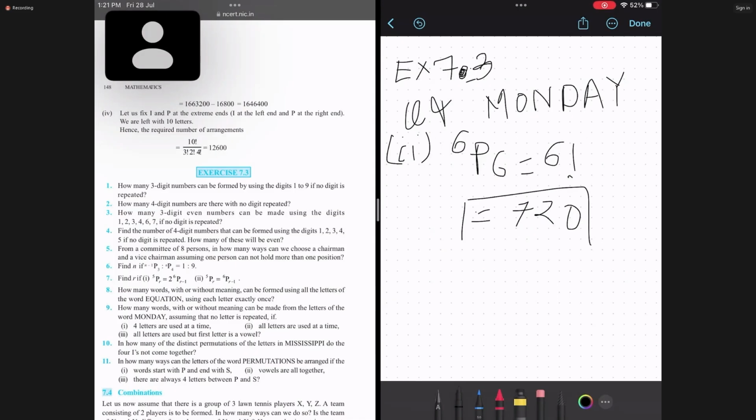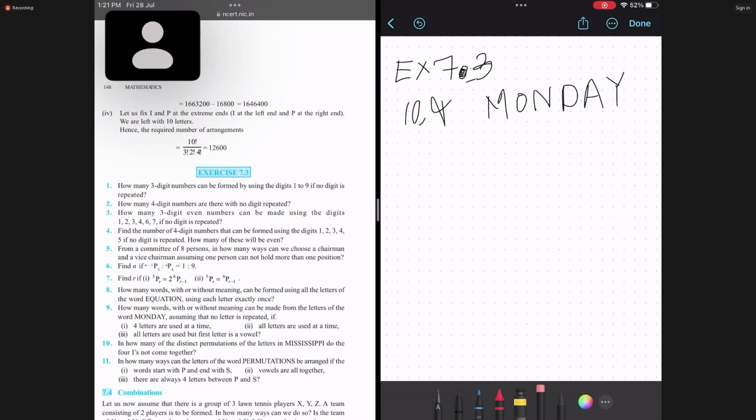So that is all from our end. Now moving on to the third part. This is the most interesting part of the question. We have 6 places to fill, right? But the condition that has been imposed upon us is that the first letter of the word is always going to be a vowel.